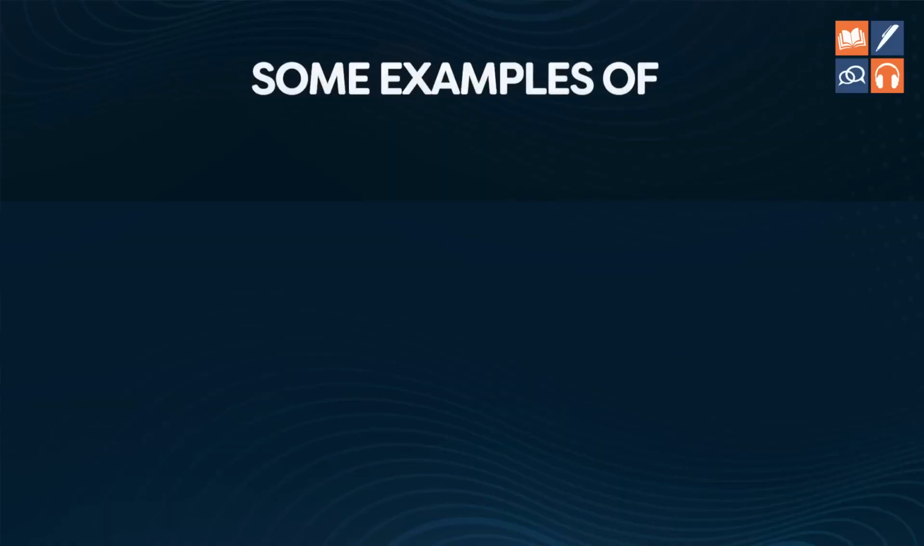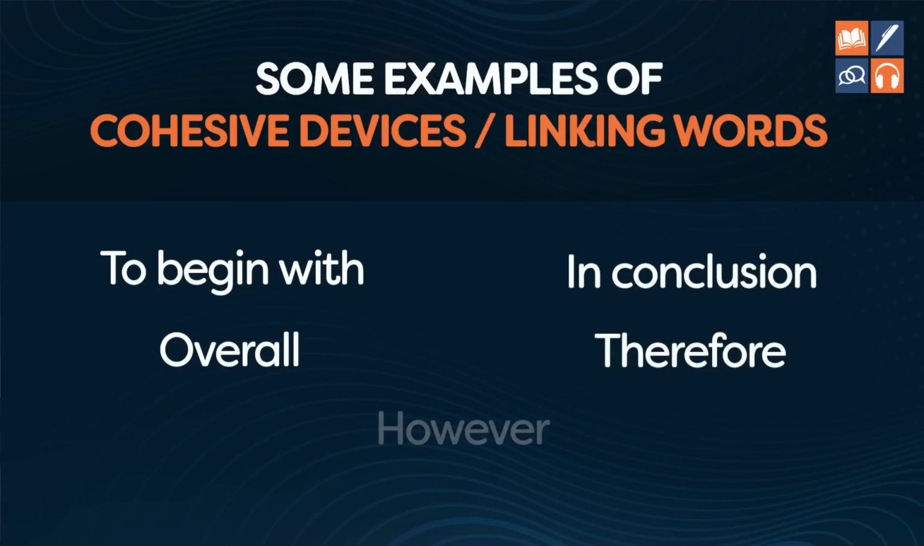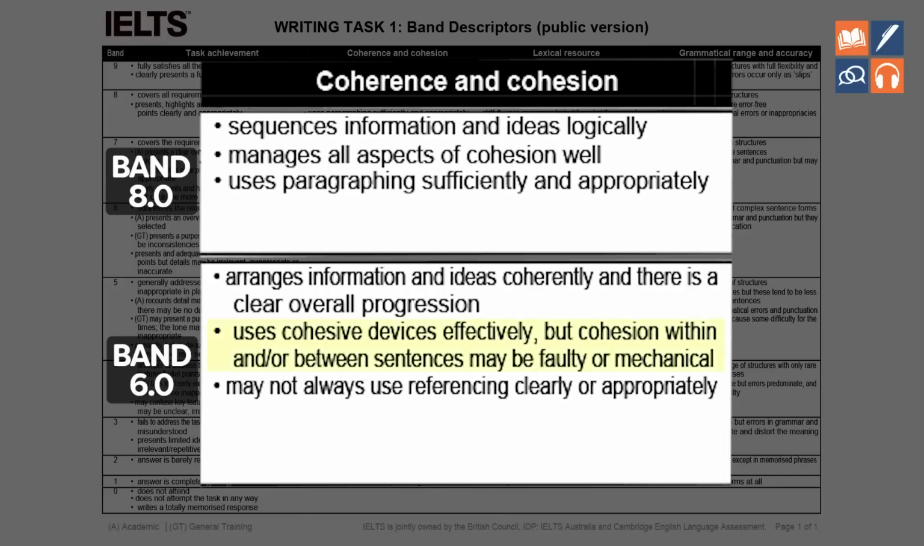The next thing that the examiners will be thinking about is your use of cohesive devices. Some people call these linking words. They are words like to begin with, overall, in conclusion, therefore, however, words like that. So for Band 6, it talks about faulty or mechanical use. Faulty means you're using them incorrectly. So maybe the meaning is wrong or the spelling is wrong. And mechanical refers to inserting them everywhere, overusing them.